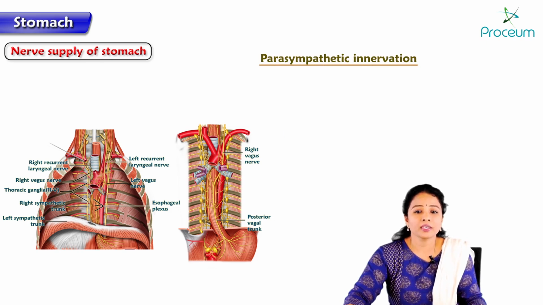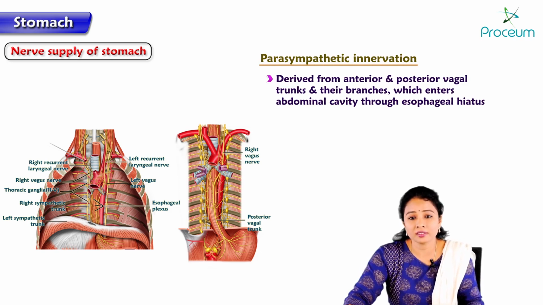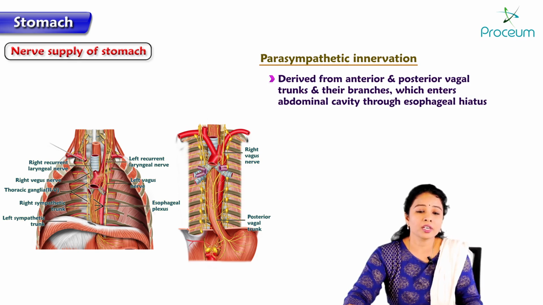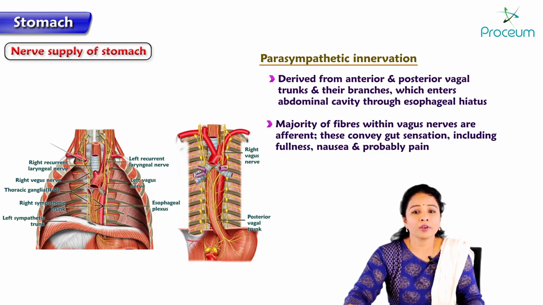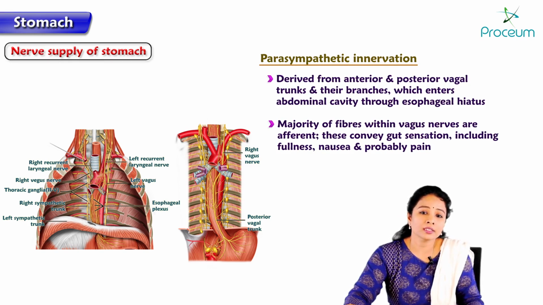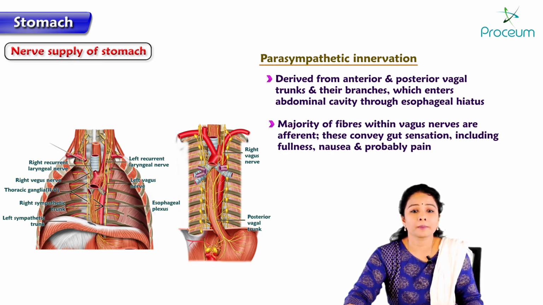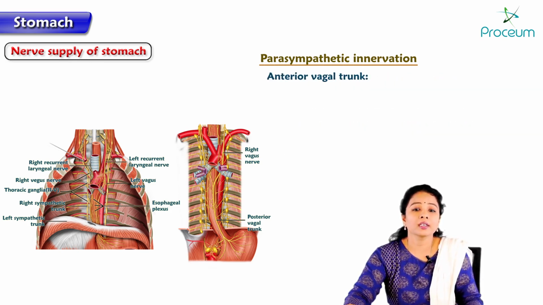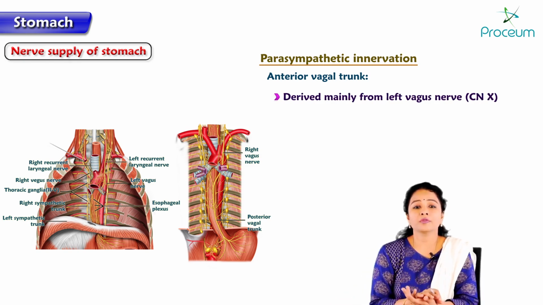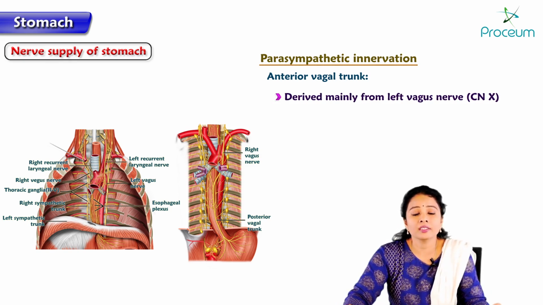Parasympathetic innervation is derived from the anterior and posterior vagal trunks and their branches, which enter the abdominal cavity through the esophageal hiatus. The majority of the fibers within the vagus nerves are afferent, and these convey gut sensation including fullness, nausea and probably pain from the stomach. The anterior vagal trunk is derived mainly from the left vagus nerve.